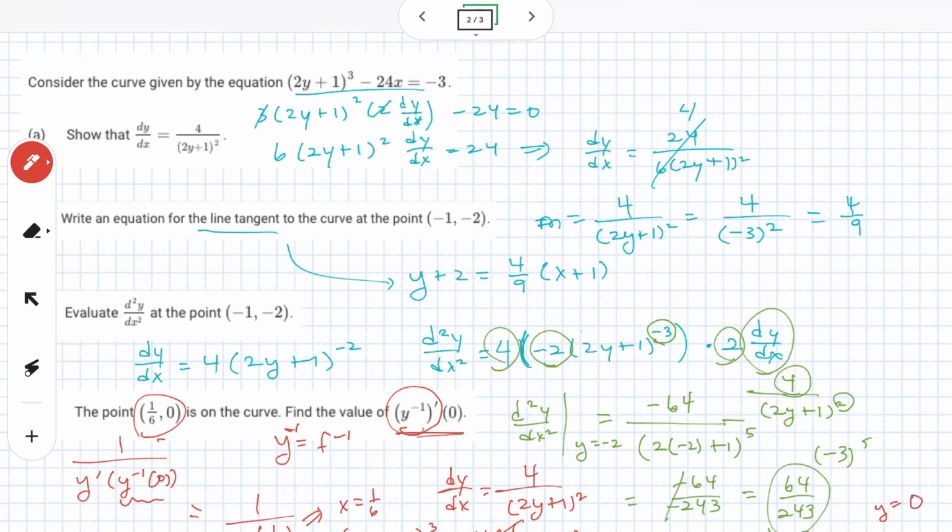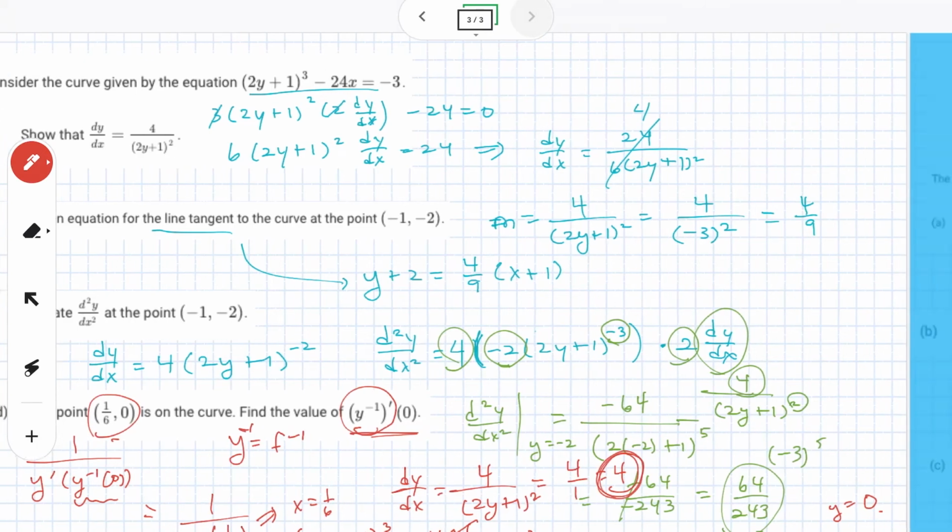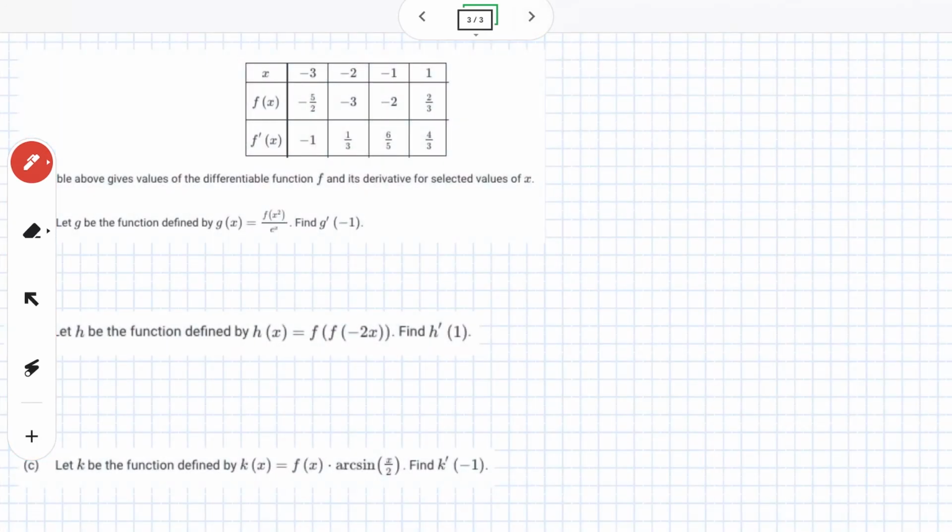And from there, I know that 2y plus 1 equals 1. And so I know that y is equal to 0. And so if that's equal to 0, this would give me 4 over 1. So the answer would be 4 for part D.